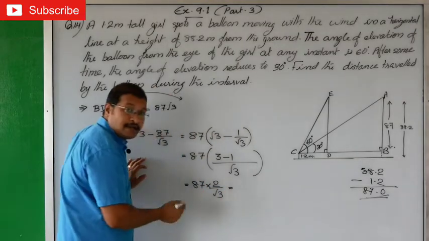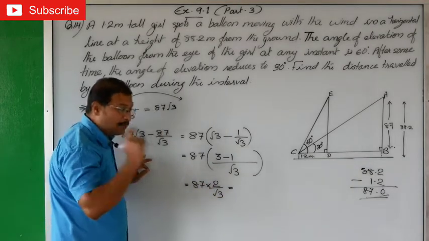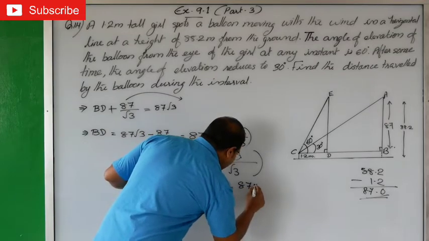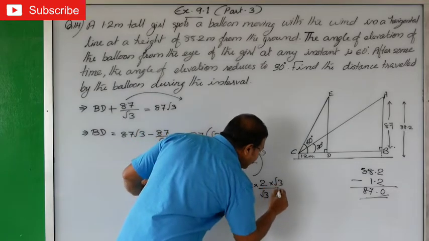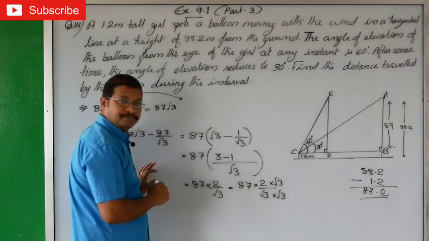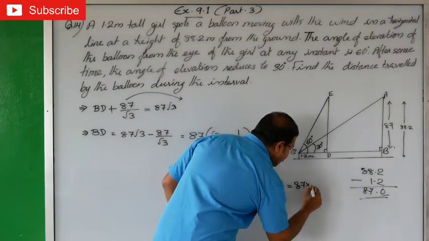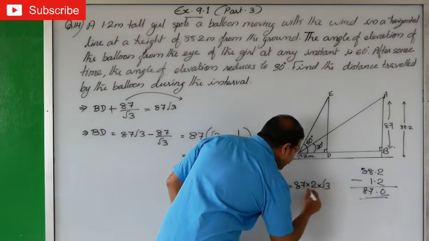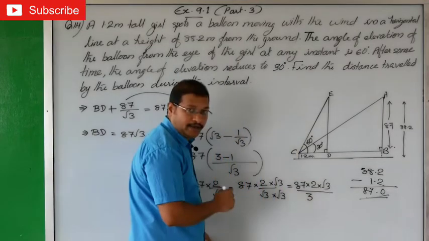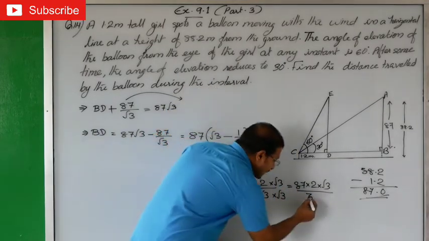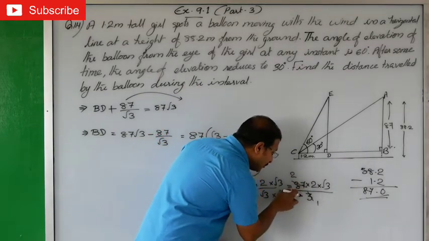This equals. Now, if you want to remove the denominator root 3, what you will do? Numerator and denominator root 3 will multiply. That means 87 into 2 by root 3. It's already here. Now, numerator and denominator root 3 will multiply. Equals 87 into 2 into root 3 divided by root 3 into root 3, 3. Now we'll cancel by 3. Let's cancel. 3 ones are 3. 3 twos are 6. From 8 we took 6.